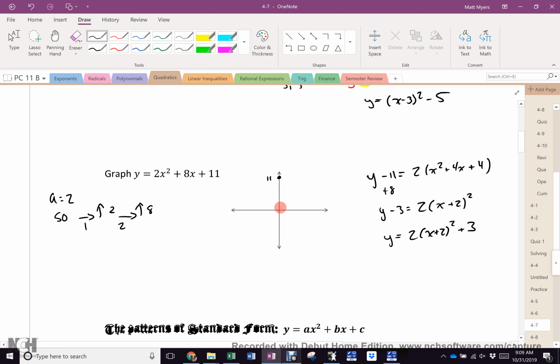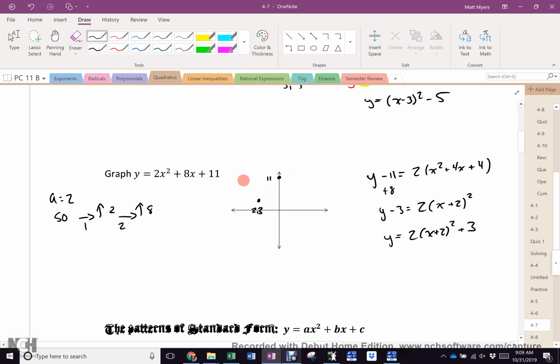What's my vertex? Negative 2, 3. I've gone this way 2, yes? So when I go 2, I should go up 8, shouldn't I? Is it 8 from 3 to 11? So did I graph it correctly?